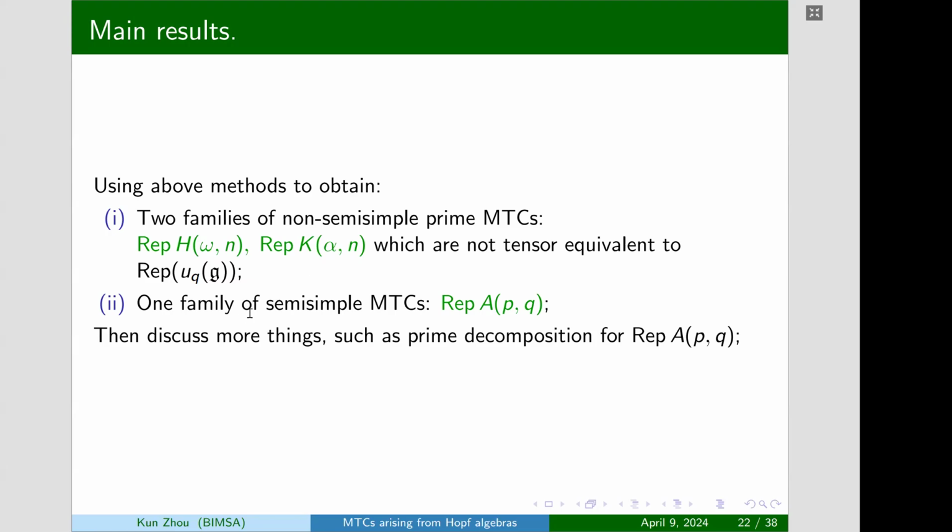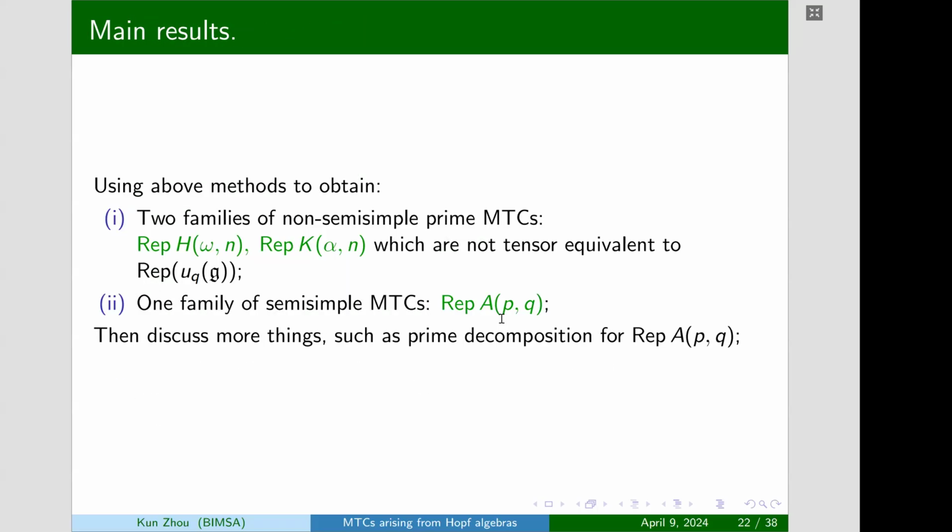Then we use the construction method to construct a family of semisimple modular tensor categories, which we denote by ribbon factorizable categories. Here, A_{PQ} is a family of semisimple Hopf algebras. Although it is not a prime modular tensor category, we do a prime comparison for it, and we compare A_{PQ} with some semisimple ribbon Hopf algebras to some degree.